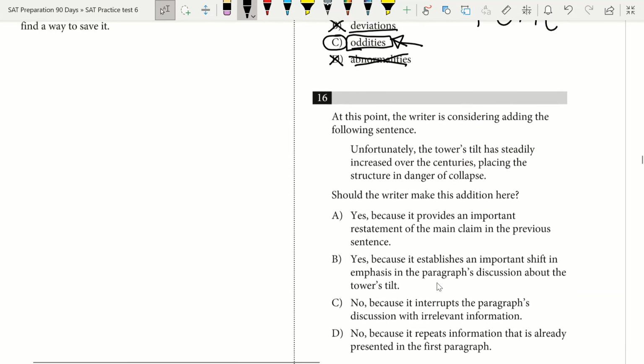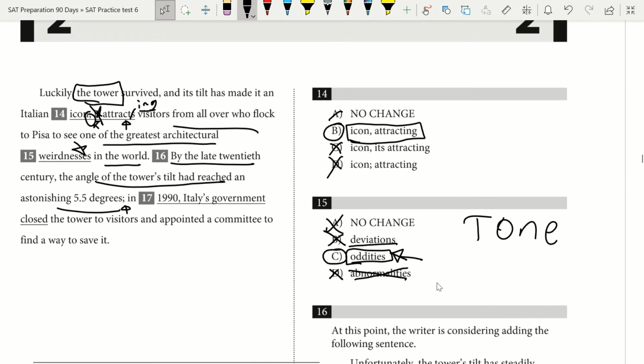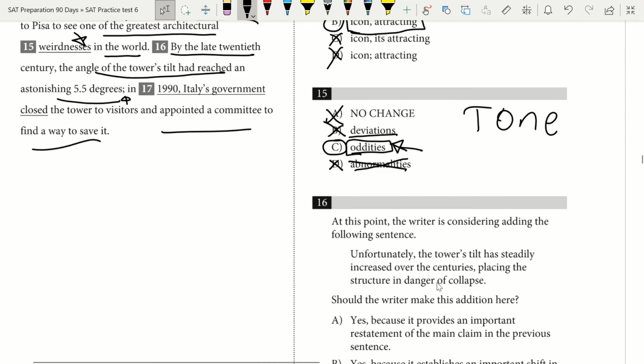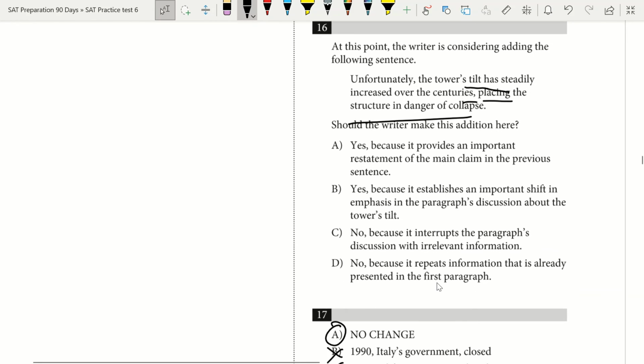All right, so back to 16 now. Okay, closed the tower to visitors and appointed a committee to find a way to save it. So should we add that unfortunately the tower's tilt has steadily increased over the centuries, placing the structure in danger of collapse? Yes. Why? Because we're shifting our focus in that discussion. Okay, we started out talking about how the Leaning Tower of Pisa was going to possibly collapse, and then we talked about it as an Italian icon.